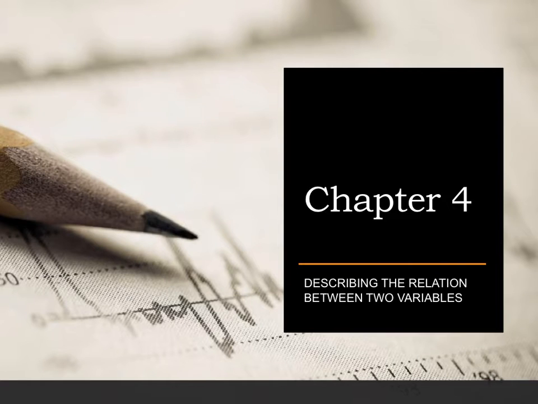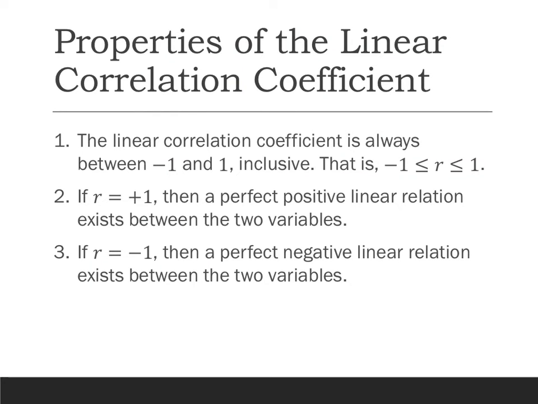This is the video for Chapter 4, Part 2. We're going to look at the properties of the linear correlation coefficient. This is this R value that we are going to find using StatCrunch. And the linear correlation coefficient is always going to be between -1 and 1. Of course, it could be -1 or it could be +1, but somewhere within that range of values, that's where our correlation coefficient will be.